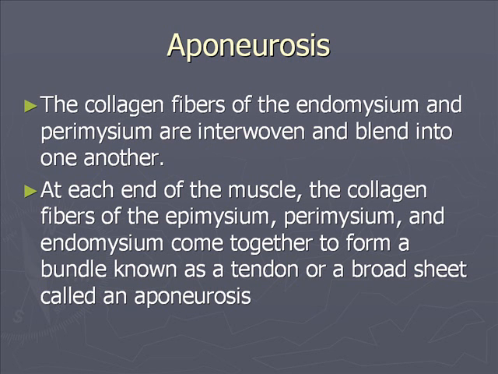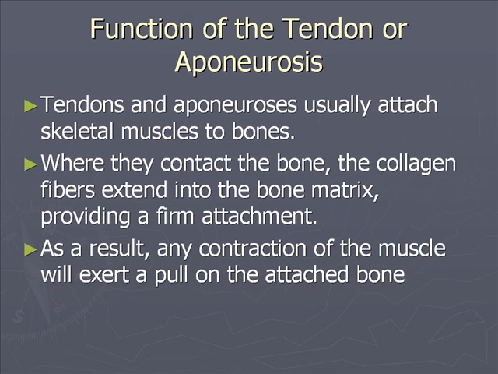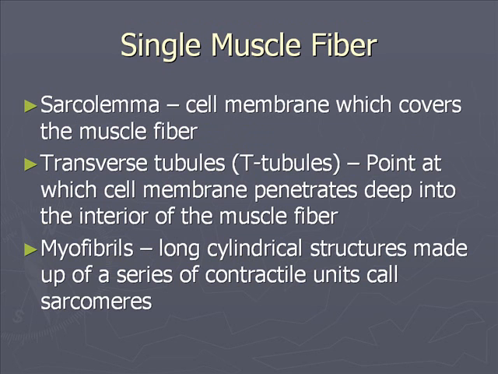At each end of the muscle, the collagen fibers, the epimysium, perimysium, and endomysium come together and form this bundle of tissue or this tendon. The primary function of aponeurosis or tendon is that they usually attach skeletal muscle to a bone. At the point where they contact the bone, these collagen fibers will extend into the bony matrix and provide a firm attachment area. The result is when the muscle contracts, it will pull the bone. And when it pulls the bone, it carries out a particular function, whatever that muscle and that skeletal structure is supposed to carry out. And I'll show you a picture coming up of aponeurosis.